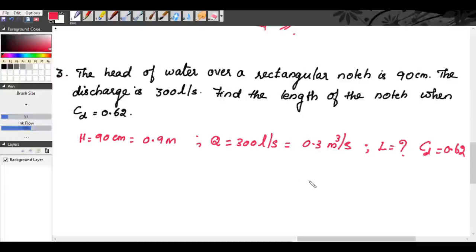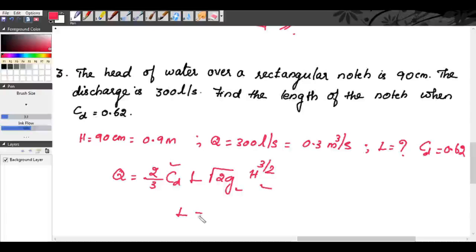So direct problem, substitute the formula. Q is equal to 2 by 3 CD L into root of 2G H raised to 3 by 2. Q is known, CD is known, G is known, H is known. The only unknown is L. Substitute, you will get L is equal to 19.2 centimeter.